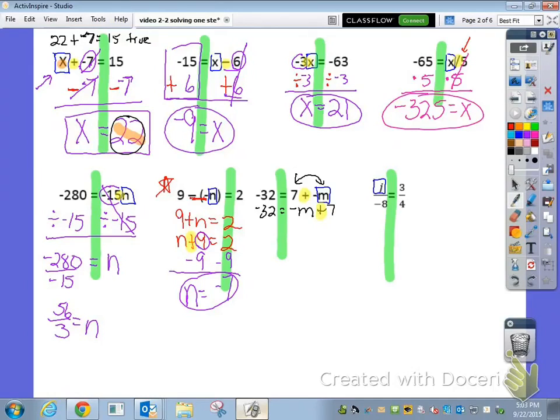The opposite of adding 7 is to subtract 7. Okay, so negative 32 minus 7, that's a negative 39, equals, now notice this is negative m.